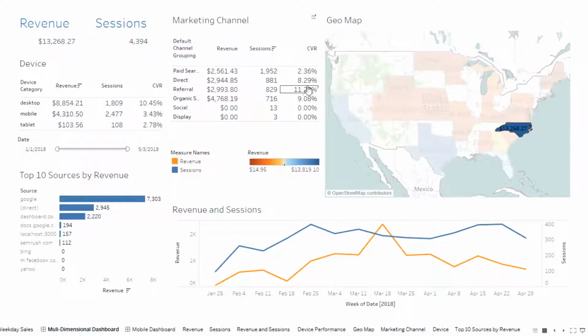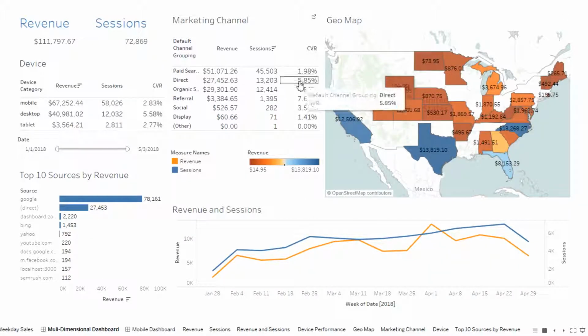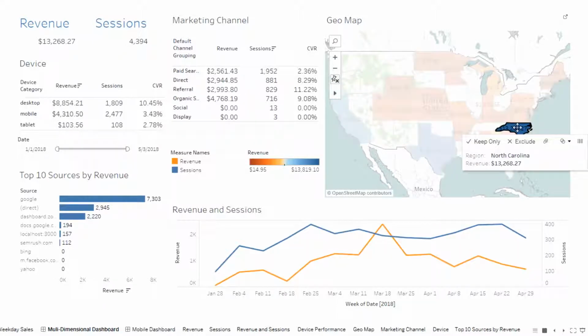So wow, all of a sudden the conversion rate just spikes way up. You've got referral at 11%, organic at 9%, and direct at 8%. Let's look back at the national average. The national average doesn't have anything above 8%. So from a marketing perspective, if you spend $1 in North Carolina, you're going to get a much higher return than if you advertise to the whole of the United States.